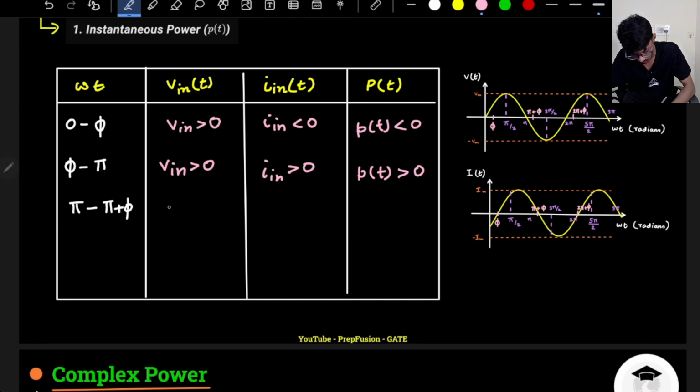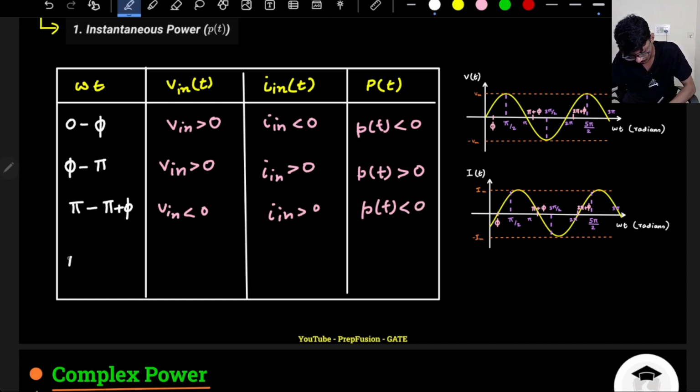From pi to pi plus phi, what will the voltage be? Of course, after pi, my voltage goes negative. So the voltage will be negative after pi, but the current is still positive until pi plus phi. So again my power will be negative.